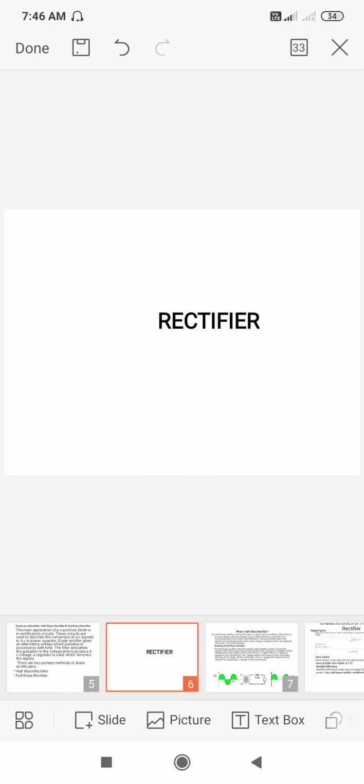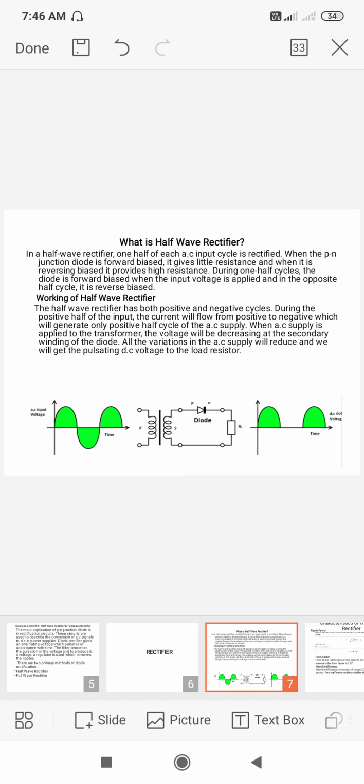Rectifier. What is a rectifier? A rectifier is an AC signal to DC conversion. When you apply an AC signal as input, you get DC as output. There are different types of rectifiers. There are mainly two types: half wave and full wave rectifiers. Firstly, let's describe the half wave rectifier.